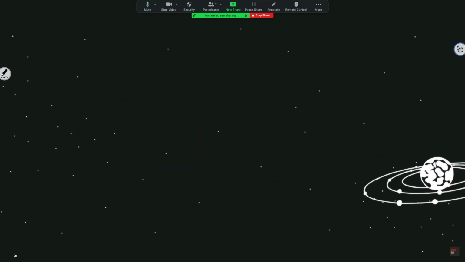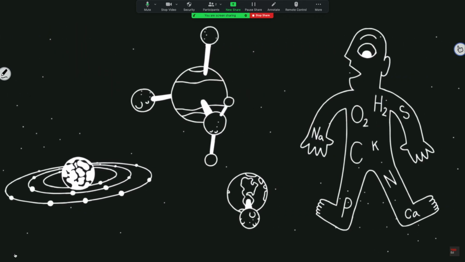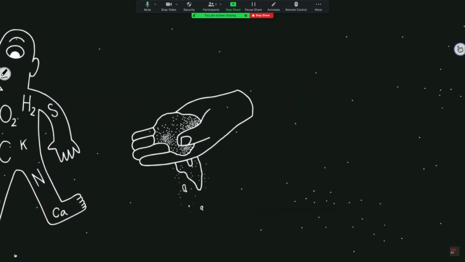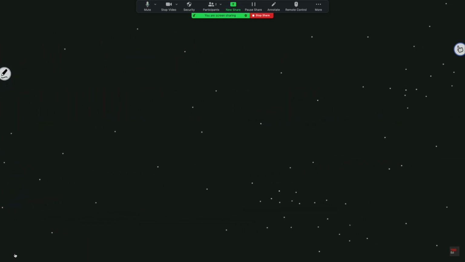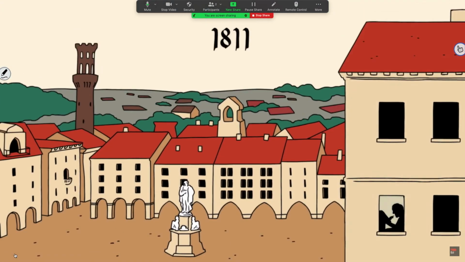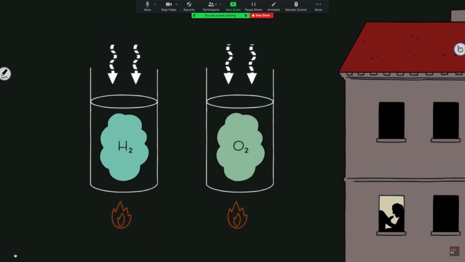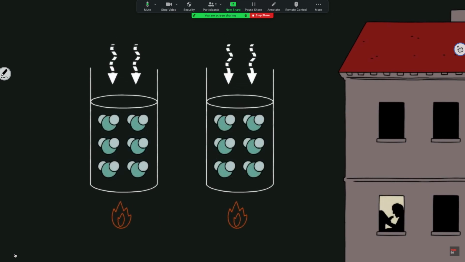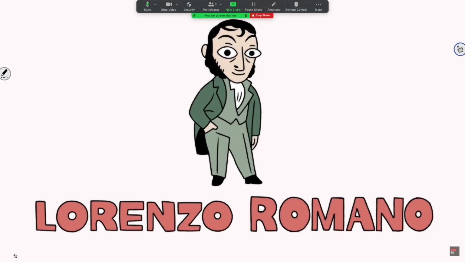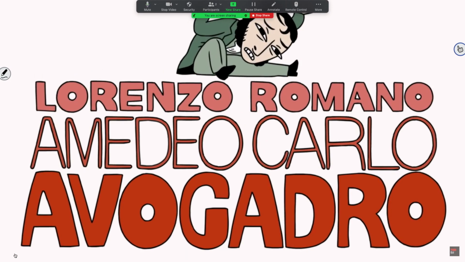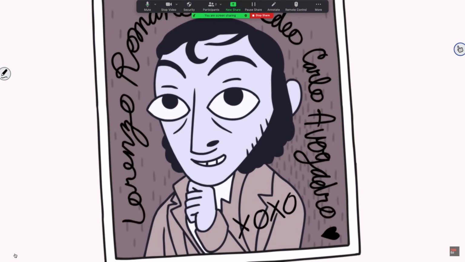Have you ever wondered how many atoms there are in the universe or in your body, or even in a grain of sand? Scientists have wanted to answer that question, but how do you count something as small as an atom? Well, in 1811, someone had an idea that if you had equal volumes of gases at the same temperature and pressure, they would contain an equal number of particles. His name was Lorenzo Romano Amadeo Carlo Avogadro. Wonder how long it took him to sign autographs.